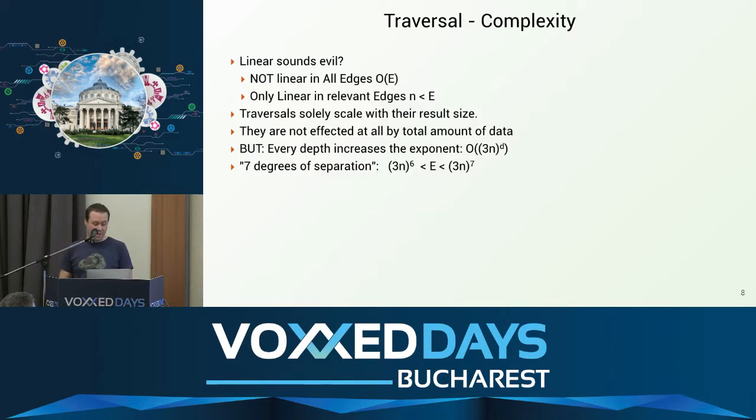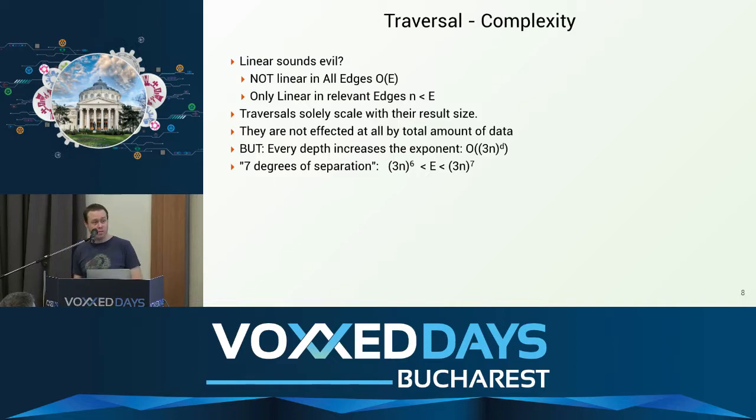And therefore, the traversals are solely scaled with the result size, and they are not affected by the total amount of data, because they don't care. They don't check for other edges. They have this edge index that directly points them to the right results. But you have to keep in mind that every depth increases the exponent.